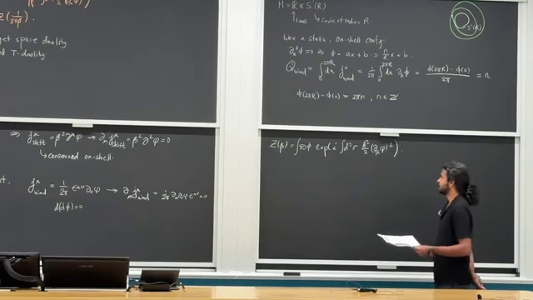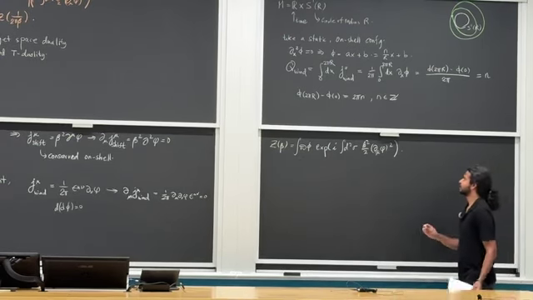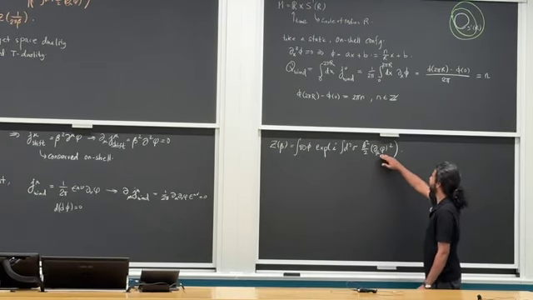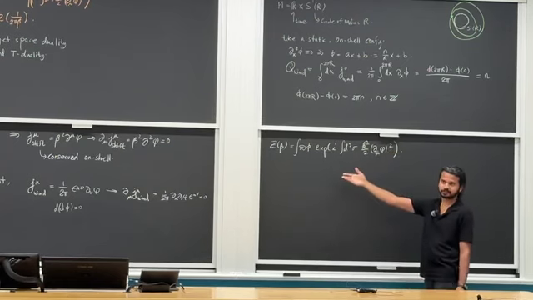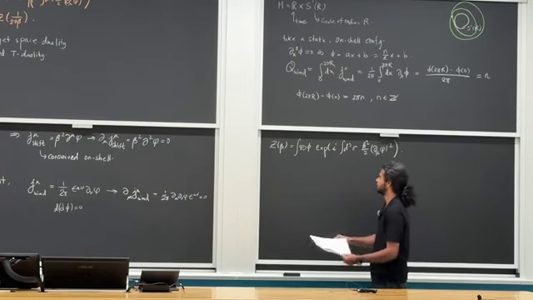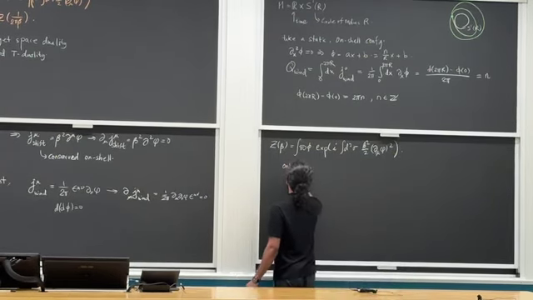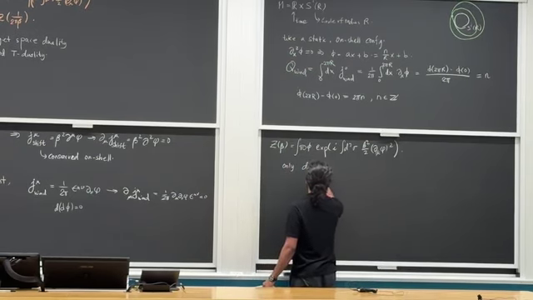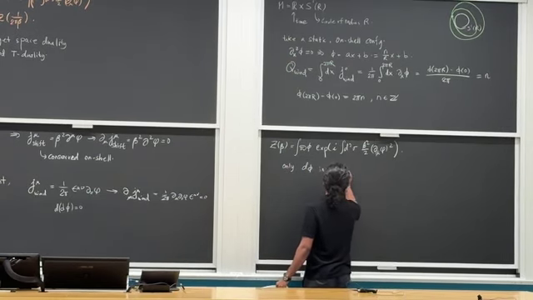So this is the first argument. We notice that phi does not appear in the action. Only d phi appears, right? Only d phi in the action.